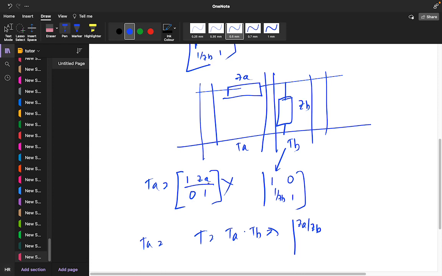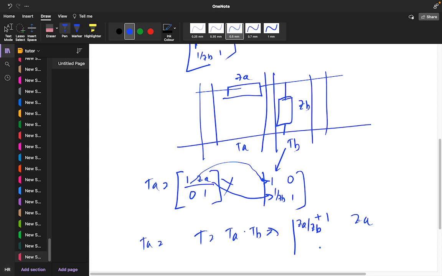You have 1 Z1, 1 by Z2. So this is getting multiplied with this, and this is getting multiplied with this. So if you multiply with this, 1 into 1, plus 1 will also come. And if we multiply by this, ZA by ZB plus 1. We just multiplied the matrix 1 ZA 0 1 into 1 0 1 by ZB. So we'll get the result like this.